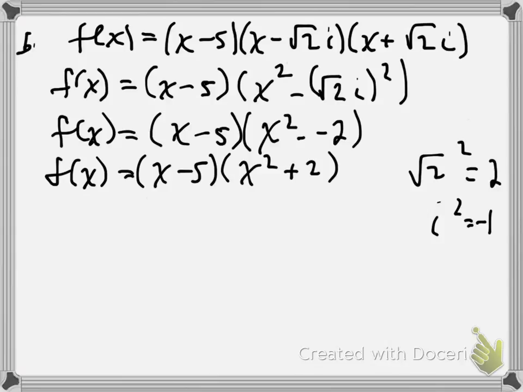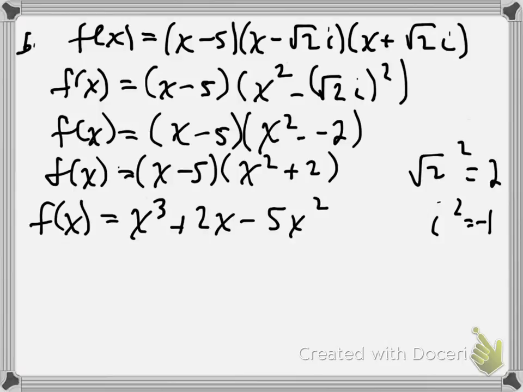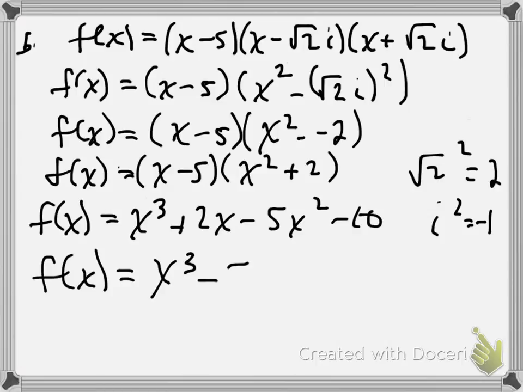Alright, and now I have to go ahead and FOIL, so f of x is going to equal x cubed plus 2x minus 5x squared minus 10. Put it in standard form with my degrees in decreasing order, so I have x cubed minus 5x squared plus 2x minus 10 as my answer.